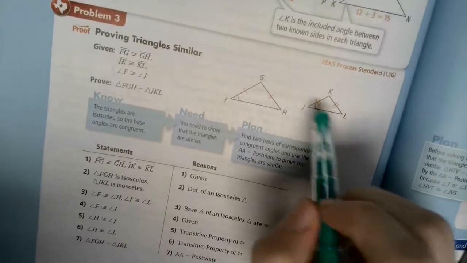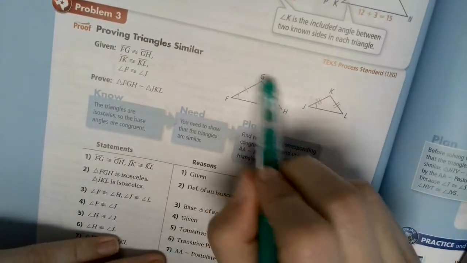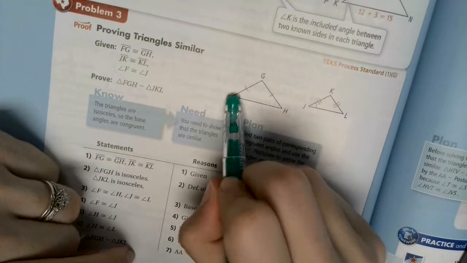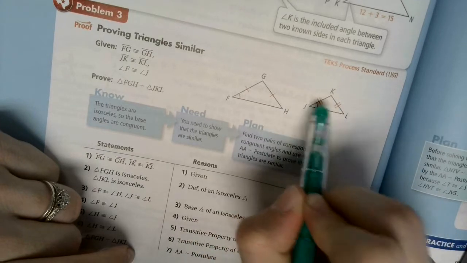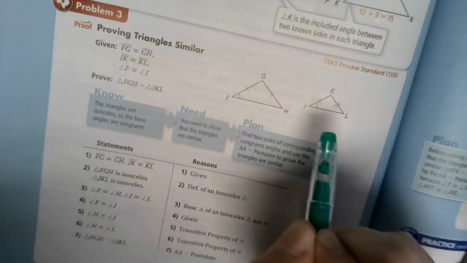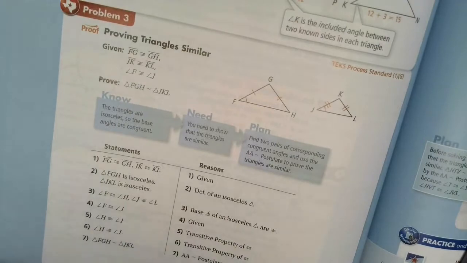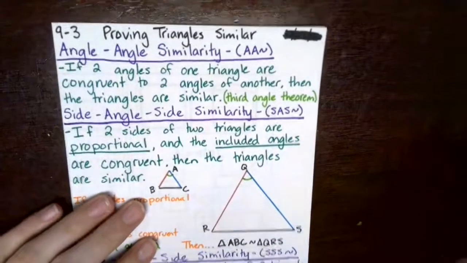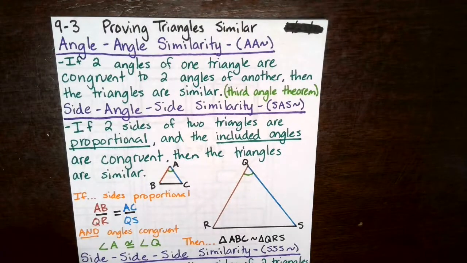Last one, right here, we have two isosceles triangles. Well, if one angle is congruent, the other angle is congruent. We have two angles congruent, which means we have angle-angle similarity. So that is what 9-3, proving triangles similar, is all about.